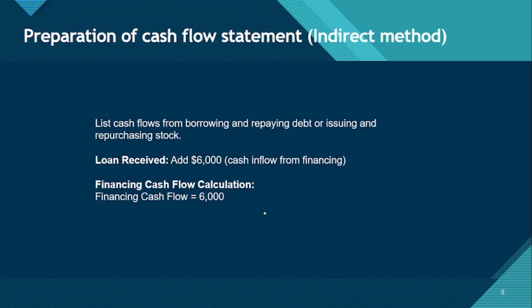The other activity we noted is financing activities. In the financing activities, we have only one transaction, which is a loan received of 6,000. So the financing cash flow is a positive cash flow, that is 6,000.